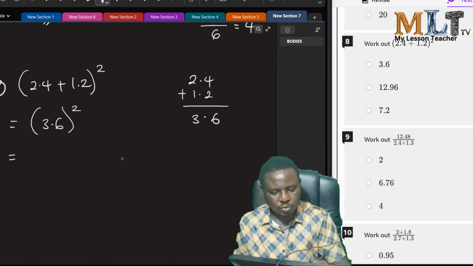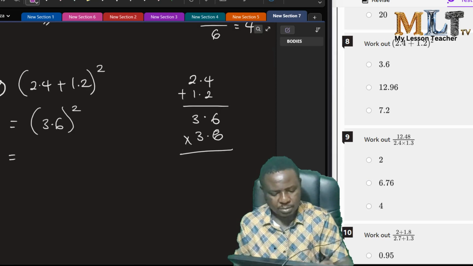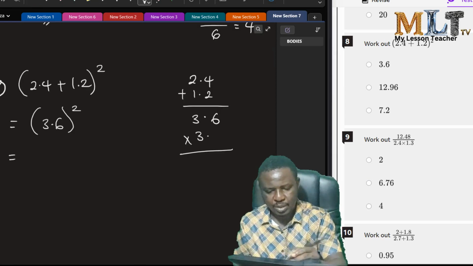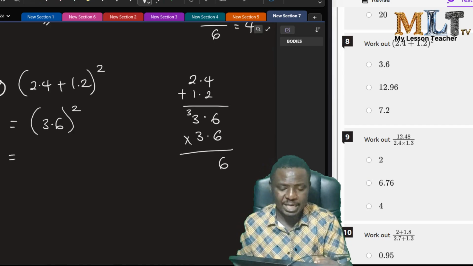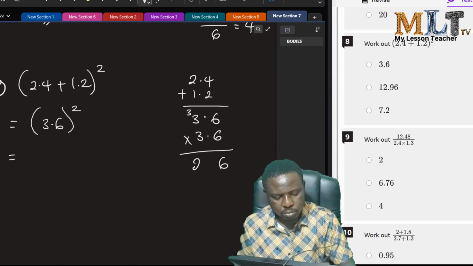And 3.6 squared simply means 3.6 times 3.6. 6 times 6. Let me erase this. 6 times 6 is 36. You write down 6, carry 3. 6 times 3 is 18. 18 plus 3 is 21.